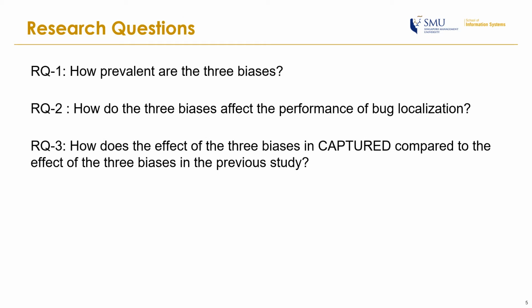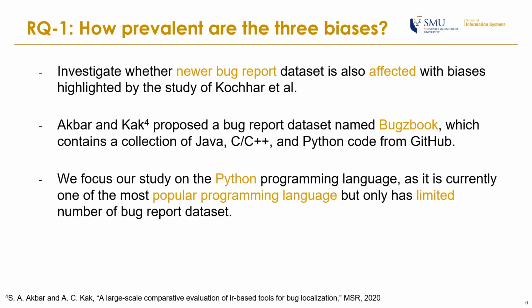In this study, we have 3 research questions. The first research question is how prevalent are the 3 biases? At the time of writing this paper, several new bug report datasets have been proposed. However, none of the currently available bug report datasets have been checked thoroughly to ensure that they are free from biases that have been pointed out by Kochhar et al. We want to investigate whether these newer bug report datasets are also affected with the biases.